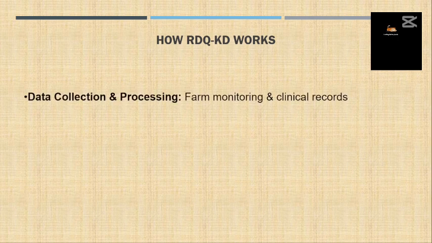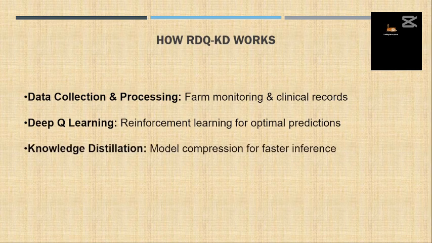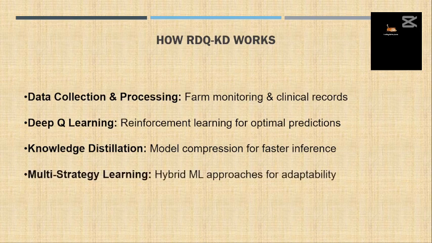Going further to how this model works: data collection and processing, with farmer monitoring and clinical records. Then deep Q learning, in which there is reinforcement learning for optimal predictions, and knowledge distillation for model compression for faster inference. And multi-strategy learning, a hybrid machine learning approach for adaptability.